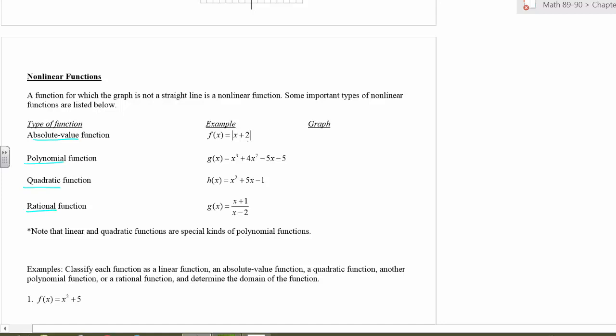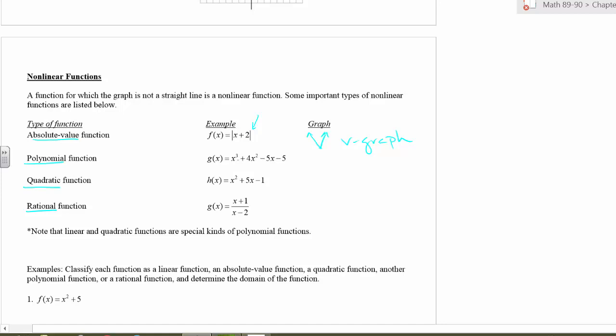The absolute value function has absolute value bars in the actual function, and the graph is a V-graph. I'm going to switch the pen color to something that may show up a little bit better. Now a polynomial function just has higher order exponents. Here you have an exponent of 3 rather than 1, meaning if you took out these first 2 terms and just had 5x minus 5, it would be linear. But since you go all the way up to 3, it's actually a cubic function.